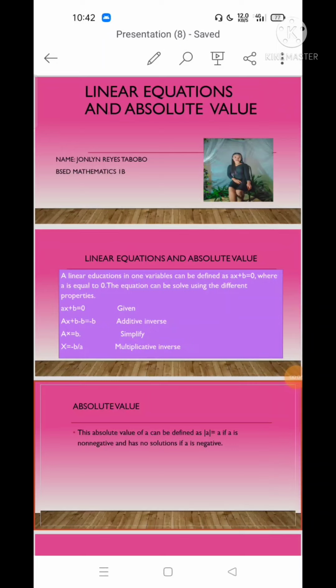So my topic is all about linear equations and absolute value. So what is linear equations and absolute value?